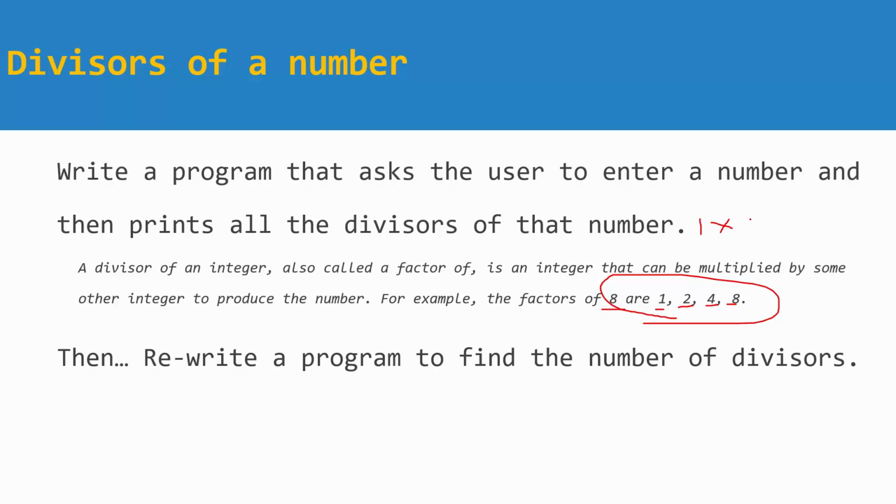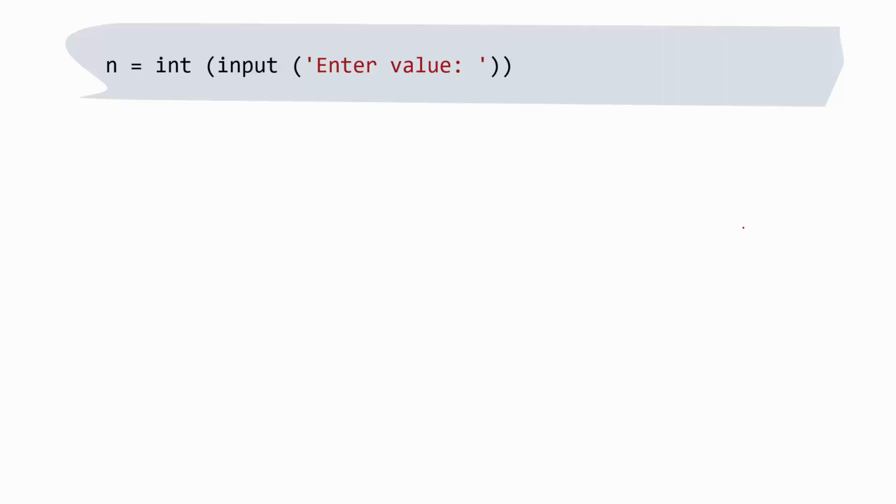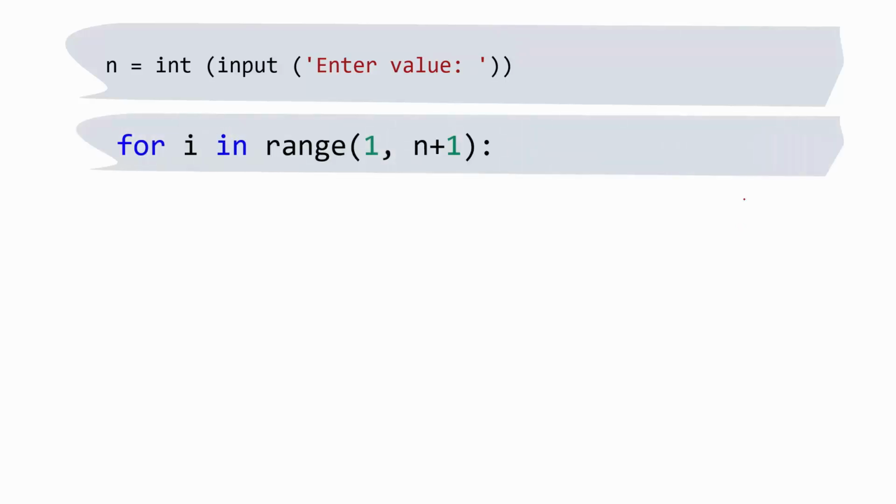Let's see some pseudocode here. You input a value. Let's see which loop is best here. I believe for loop is easy. You start from 1 to n plus 1. You know why n plus 1? Because you need n to be included.